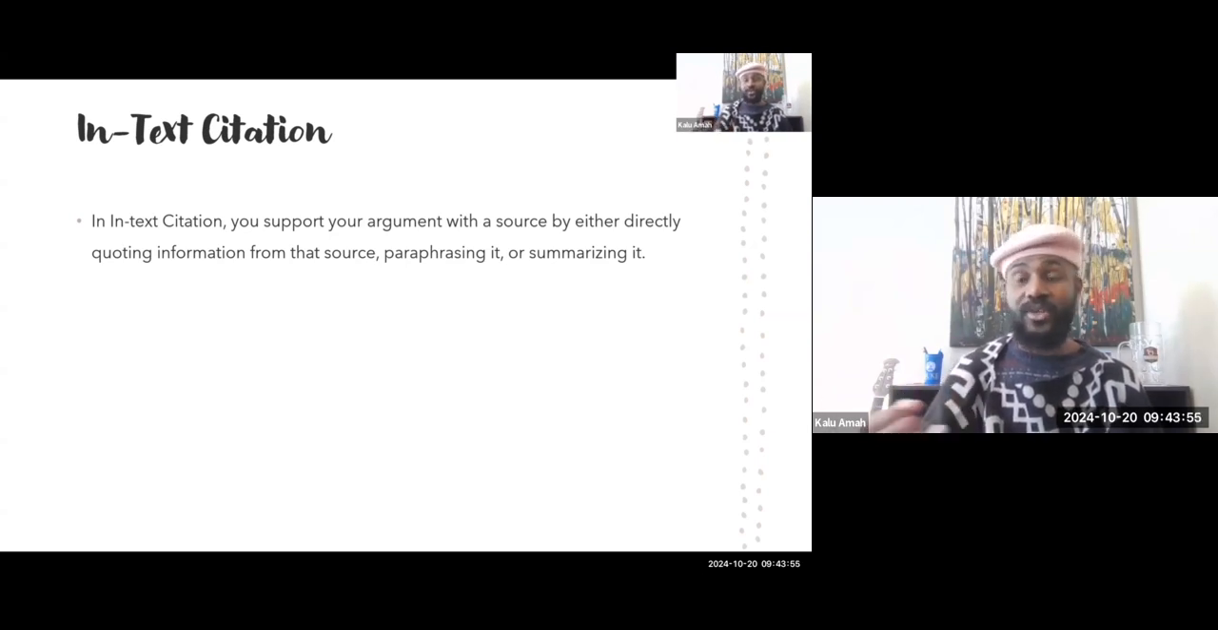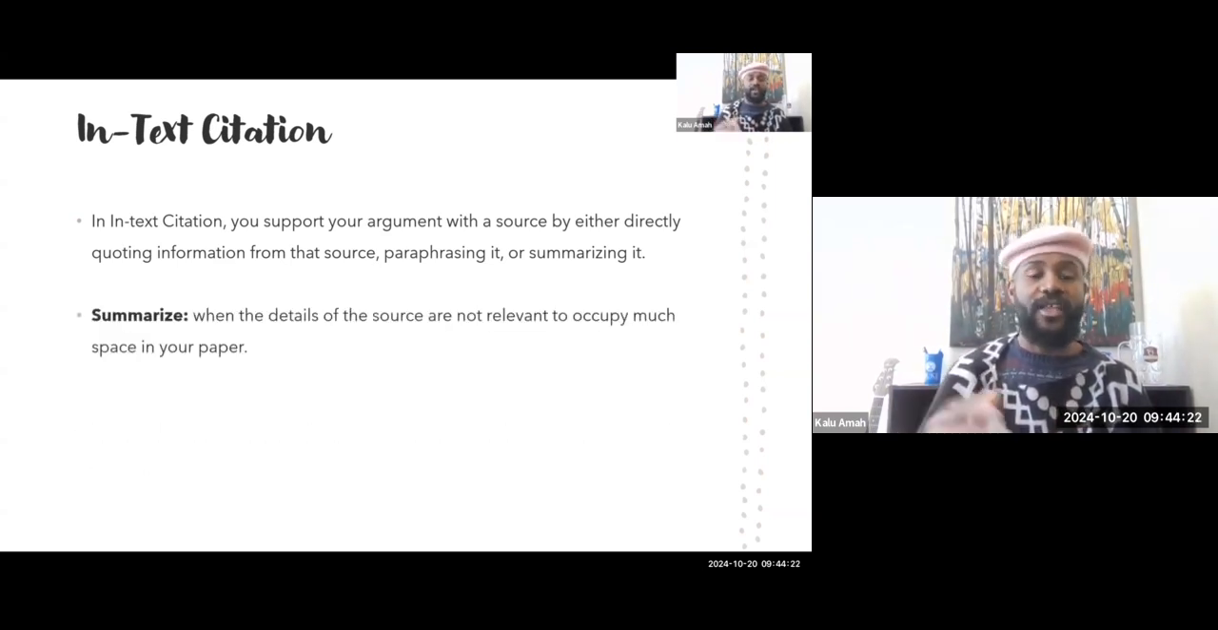Sources can be books, articles, objects, depending on what you are trying to bring into your work as evidence or to support your claim or a hypothesis. So you either do a direct quotation of information from that source, or you paraphrase it, or you summarize it. So we are going to look at these three ways by which you can support your argument in in-text citation.